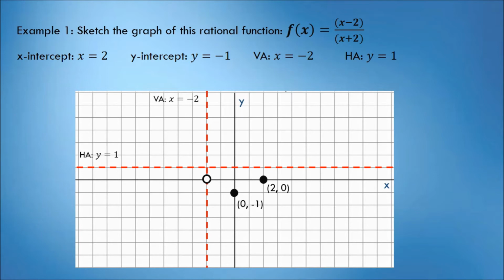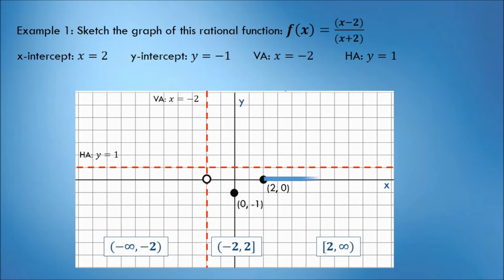After we have placed the properties in the Cartesian plane, the x-axis is divided into 3 regions, with different domain intervals. The first interval is from negative infinity up to negative 2. Negative 2 is not included, because it is a vertical asymptote. The second interval is from negative 2 up to positive 2. Positive 2 is included, because it is an intercept. And the third interval is from positive 2 up to positive infinity.